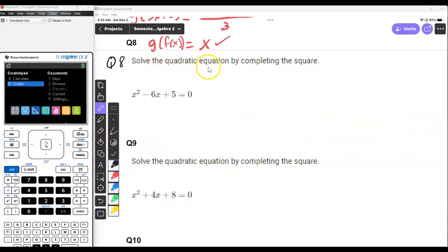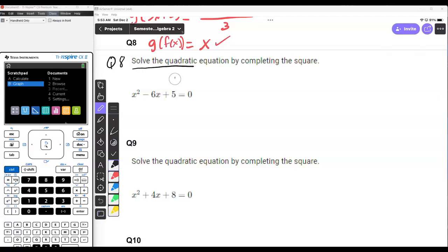It says solve the quadratic equation by completing the square. Now, I didn't teach you completing the square, but I have taught you how to solve a quadratic. You can solve this many ways. You can solve it by factoring. You can solve it by the quadratic formula. In this one, I'm going to solve it by factoring.